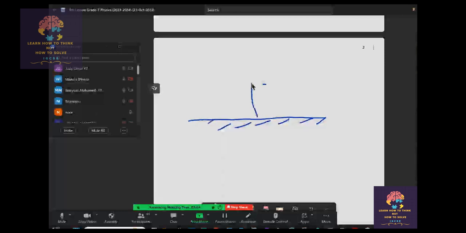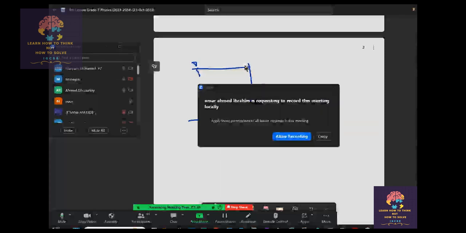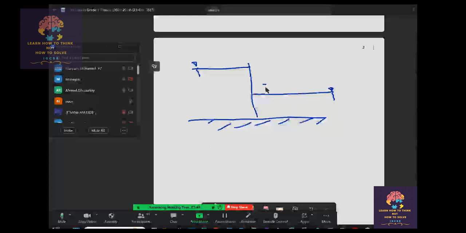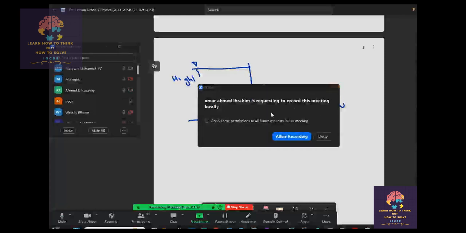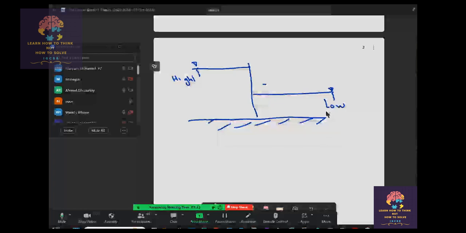Okay, let me explain, then you can tell me your answer. High tide, okay? And this is low tide, okay? Right? So, we said that the difference between high and low tide is about how many centimeters? 30 centimeters. 30 centimeters. Very good. And during high and low tide, we said that it happened how many times during the day? 12 hours. Very good.